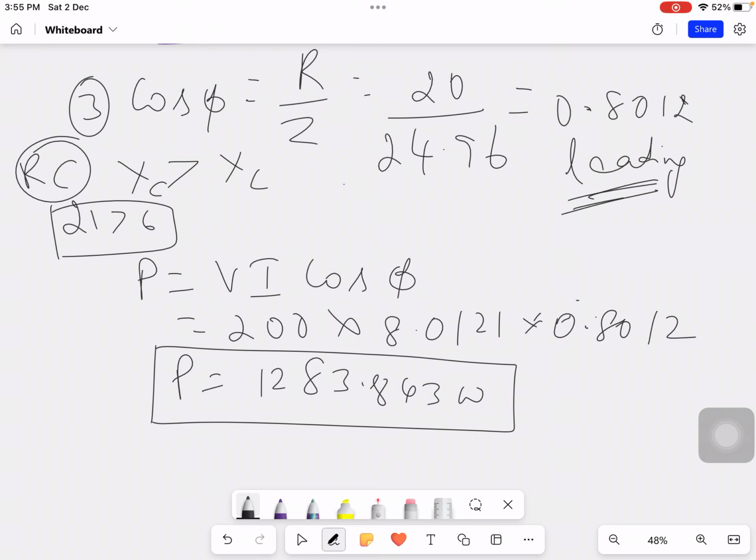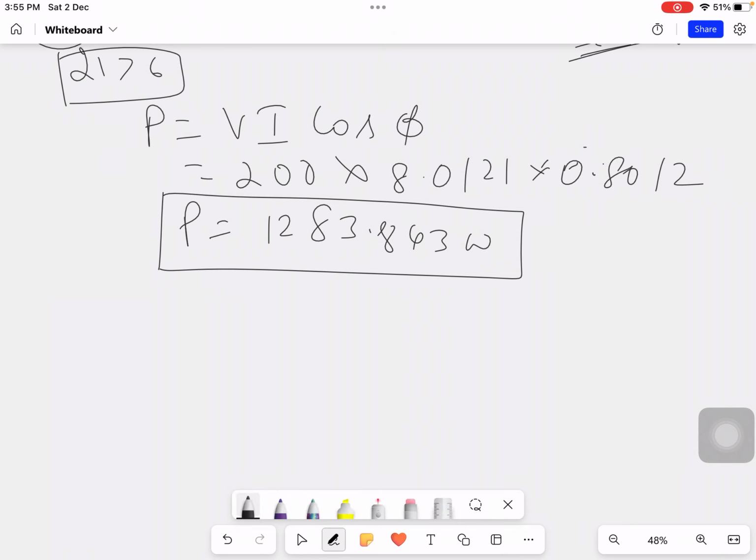Next we have to calculate the drop across individual elements. Very simple. Apply Ohm's law. What is the drop across resistance? VR is nothing but current multiplied with the resistance value. So VR is nothing but I into R. So what is the value of current I?